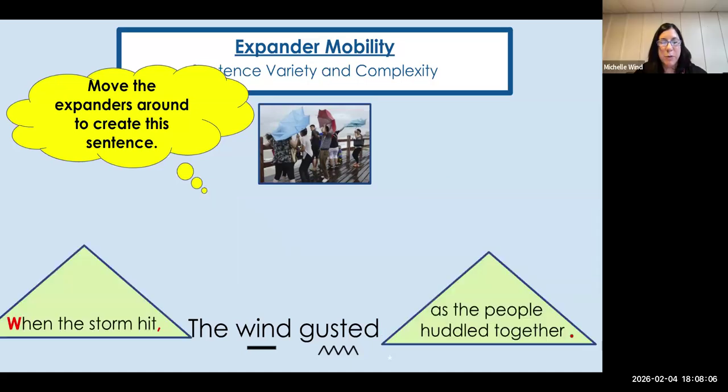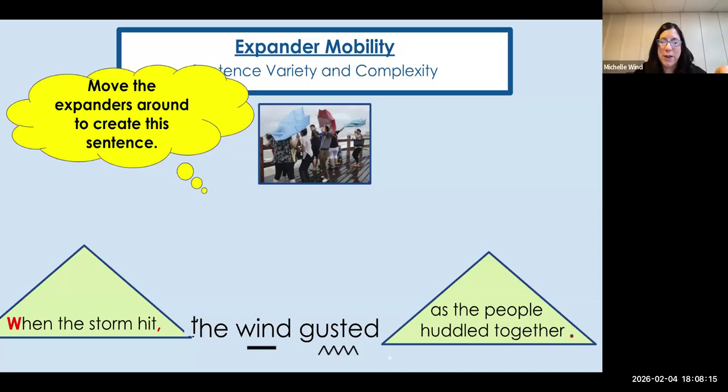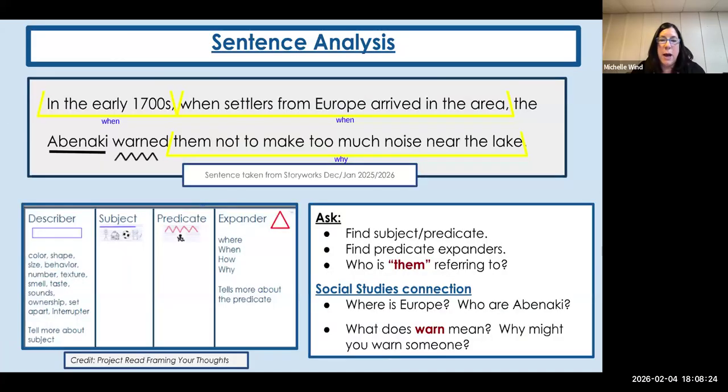This is just showing one more example. When the storm hit, the wind gusted as the people huddled together. Oh, and we have, like, during the vicious snowstorm. Beautiful, thank you. And then just showing you want to add that comma, and if you're going to use this mobility, you have to capitalize the beginning and uncapitalize the T. And then this is just a more sophisticated example Kelly's going to walk you through, taken straight from a text.